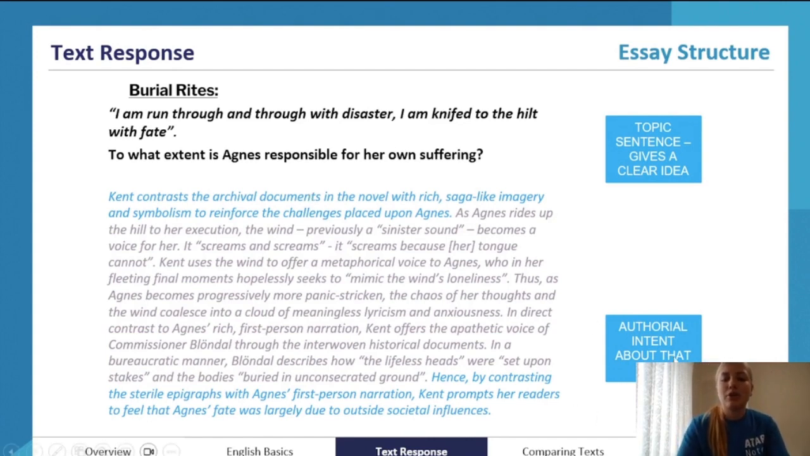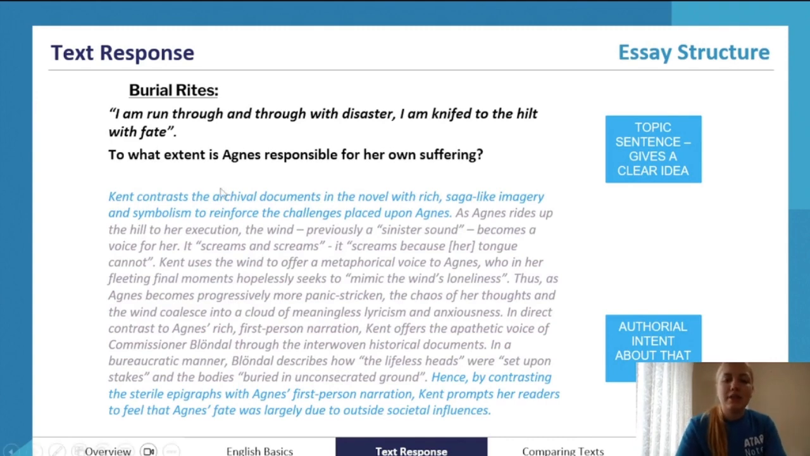And then we close with an authorial intent statement about the idea that hence, by contrasting the sterile epigraphs with Agnes's first person narration, again, because it's a structural prompt, we're using all of that meta language and signposting what we've discussed, can prompt for readers to feel that Agnes's fate was largely due to outside societal influences, things that she could not control. And that's a message for us as well. We can't control anything in our lives, of course, and that's what the author is saying, that there are things that happen outside of our control.